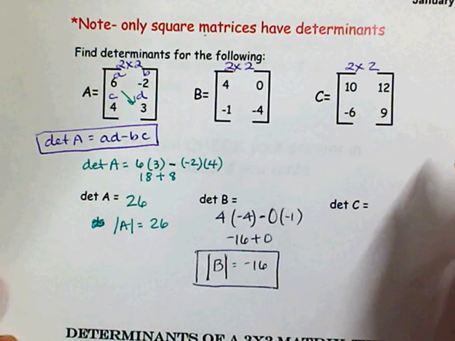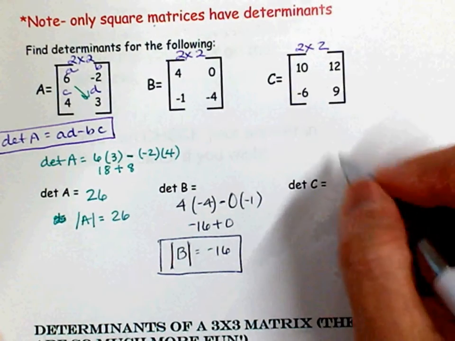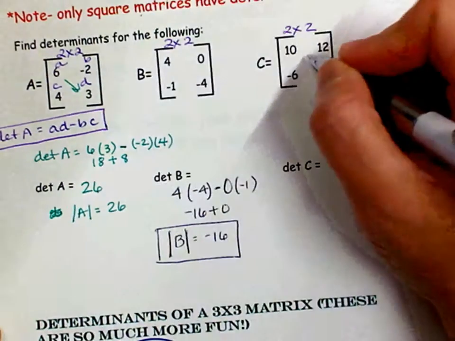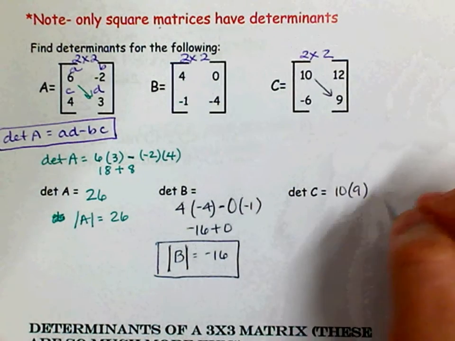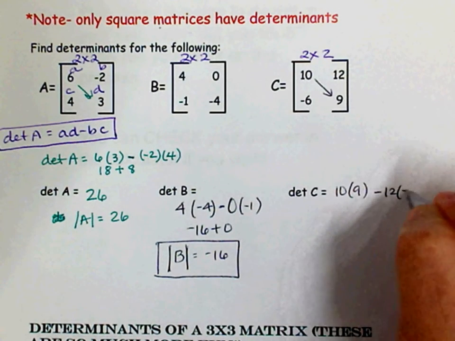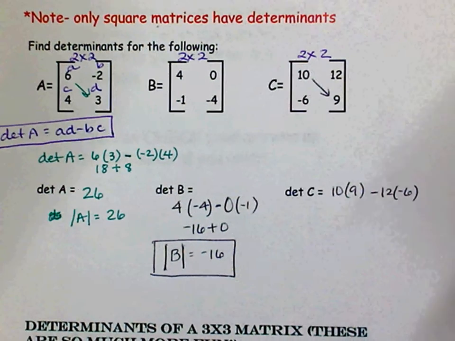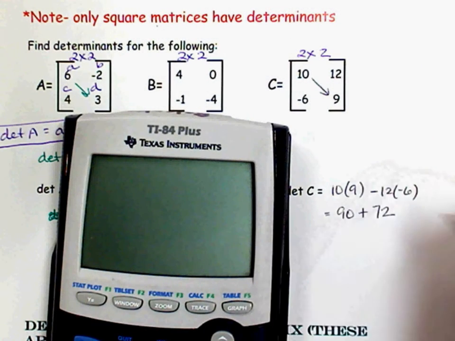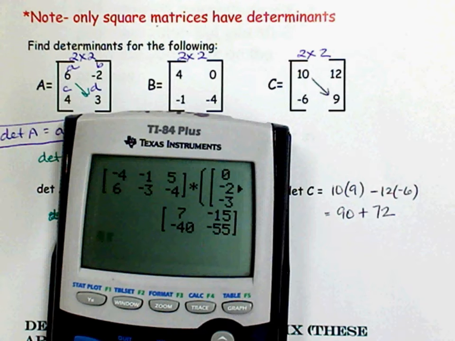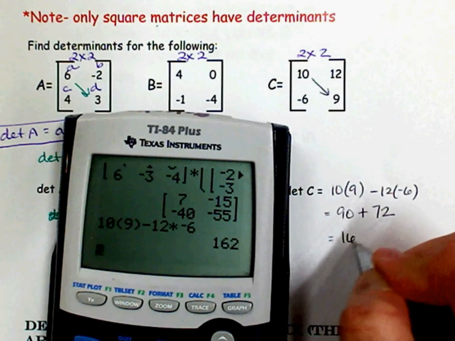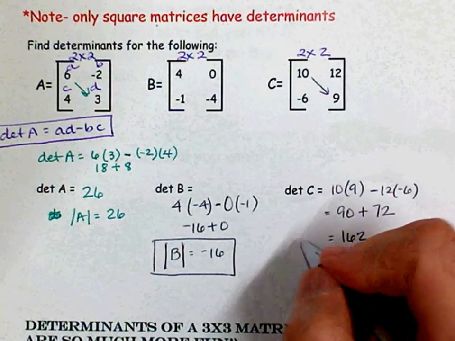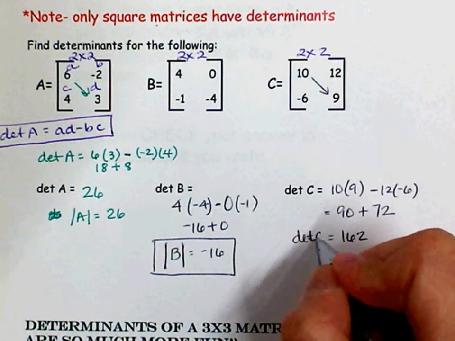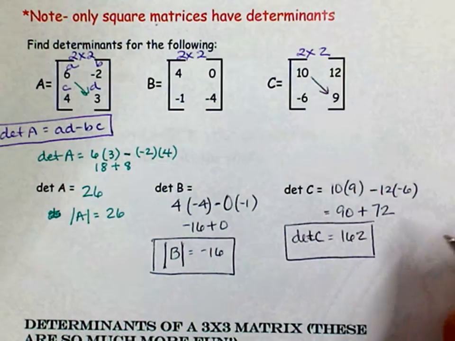Okay. Let's try C. 10 times 9, remember A times D, minus 12 times negative 6. And really you can type that all into your calculator if you want to. So that's 90 plus 72. Or you can type it just like this: 10 parentheses 9 minus 12 times negative 6. Comes out to be 162. Make sure you label. Determinant C is 162, okay?